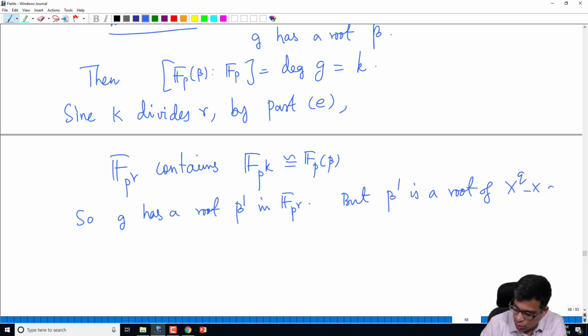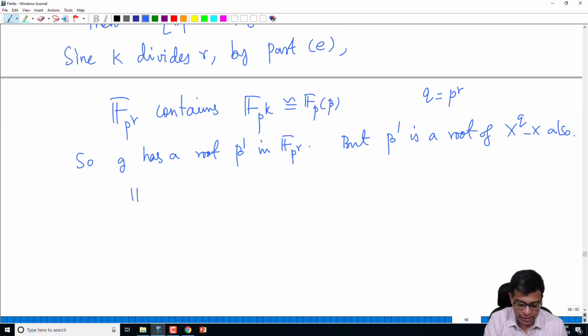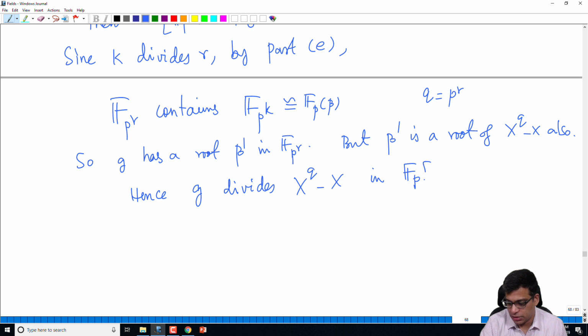But beta prime is a root of x power q minus x also, because every element of Fp power r is a root of x power q minus x, where q is p power r. So G is the irreducible polynomial of beta prime. x power q minus x is another polynomial that has beta prime as a root. Hence, G divides x power q minus x. Actually in Fp[x] I will say, and this last part I will wave my hands. If you have a field extension and two polynomials in the smaller field, and if one divides the other in the bigger field, it divides in the smaller field also.